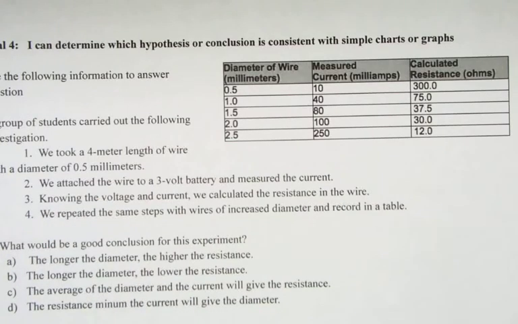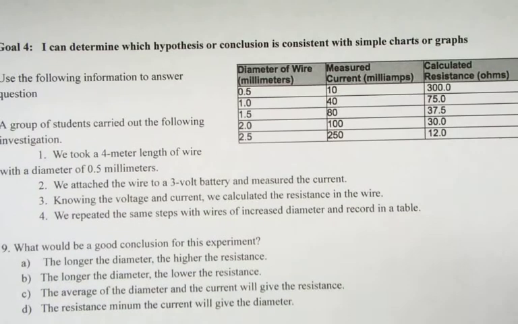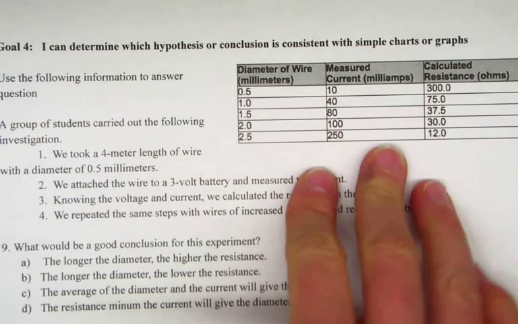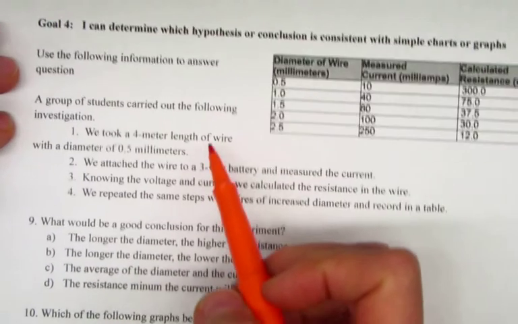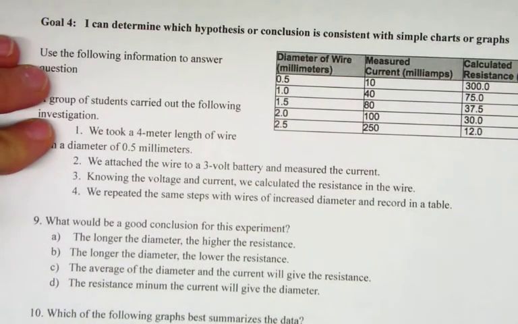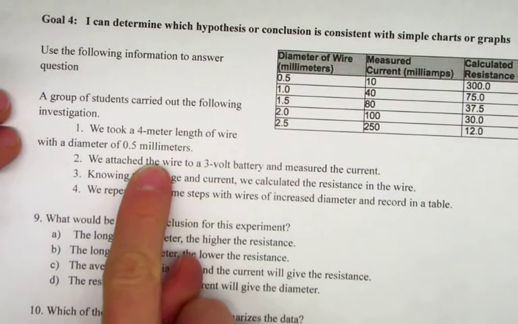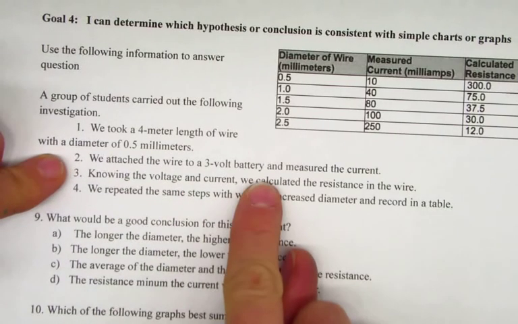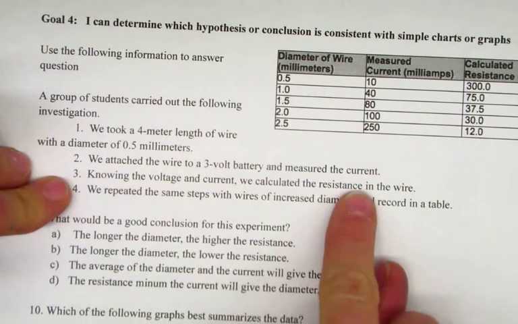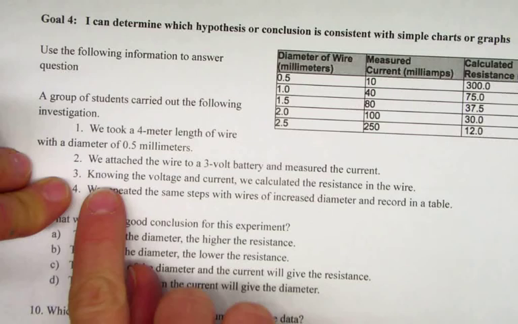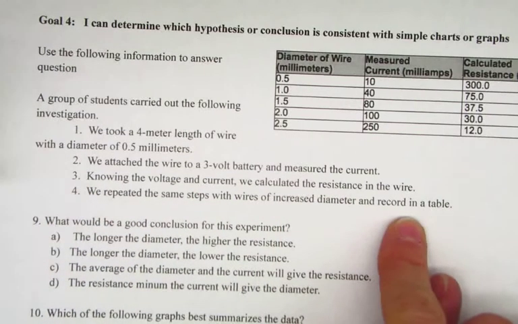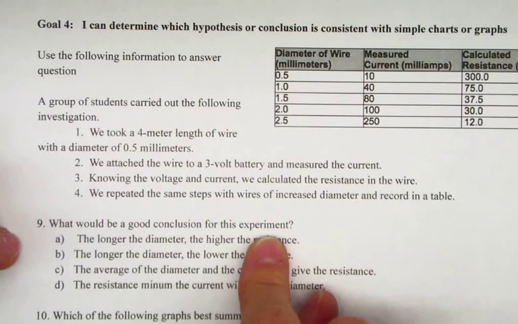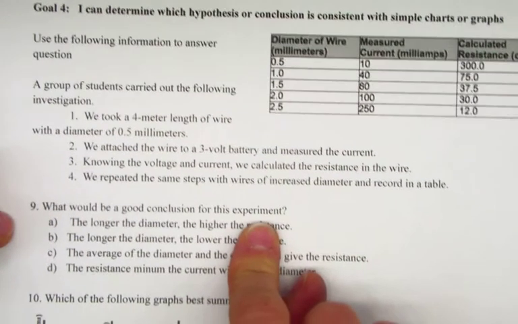For goal 4, we're going to determine which hypothesis or conclusion is consistent with the simple charts and graphs given. So we have a group of students carry out this investigation. They took a wire and attached it to a battery. Then they measured the current, and knowing the voltage and the current, they calculated the resistance, and then repeated the steps. So what would be a good conclusion for this experiment?